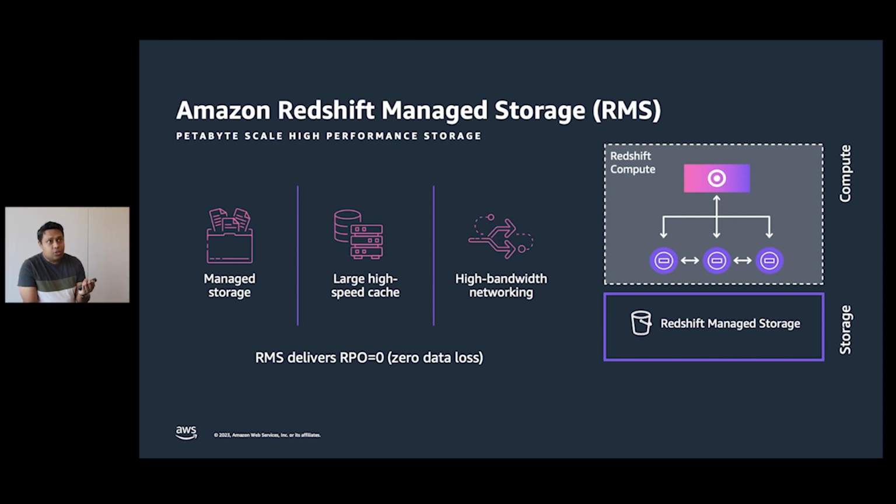Since data is stored in Redshift managed storage, which is backed by Amazon S3, there is no data loss, and it is highly available and durable by default. RMS also automatically replicates data to all availability zones within an AWS region.